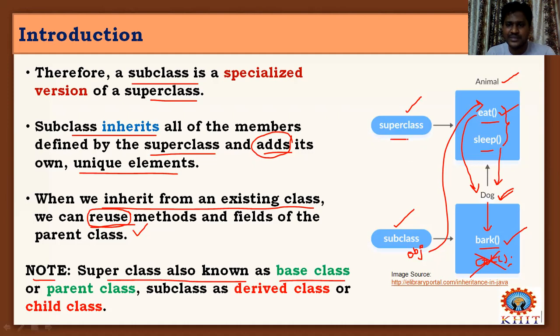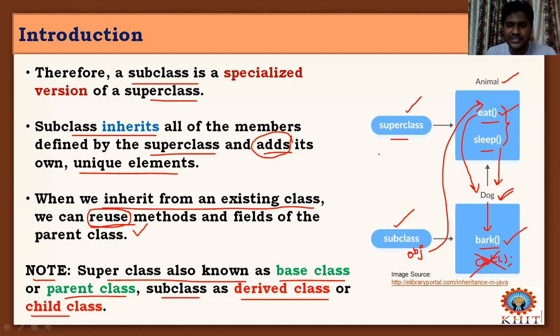Superclass, also known as base class or parent class. Subclass means the class inheriting the properties, so that is called a derived class, and you can also call it a child class. See here, a parent class we can call the superclass, parent class, or base class. And the class inheriting the properties is nothing but the subclass, derived class, or child class.